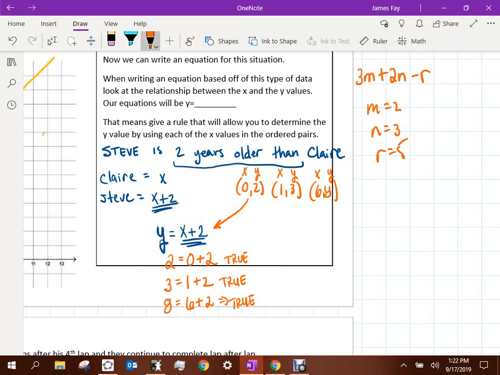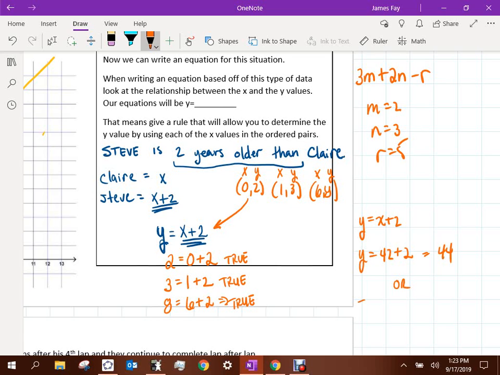Now, the benefit of the equation over anything else is, what if y equals x plus 2? Remember, x was Claire's age. What if Claire is 42 years old? Can I put 42 in for Claire's age? And does that automatically then tell me that Steve is 44? Does that make sense?